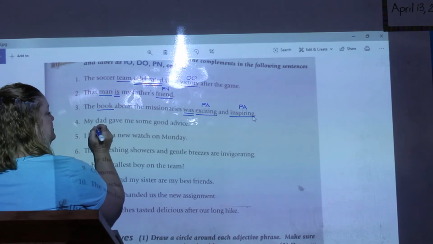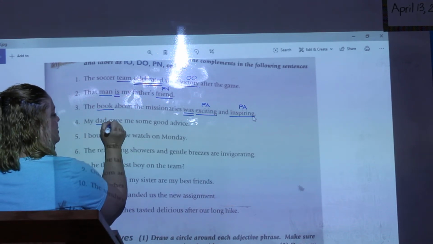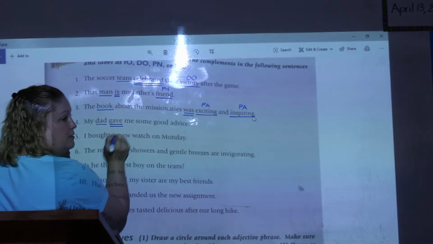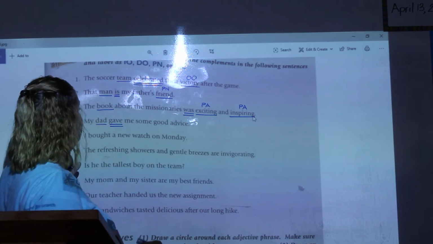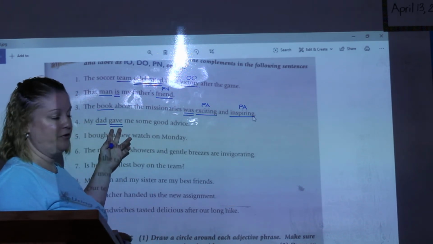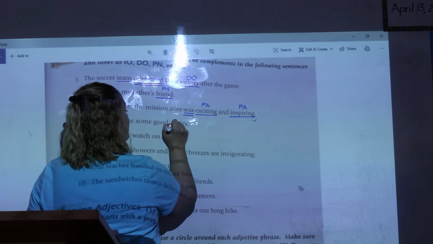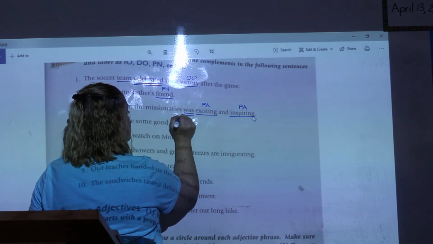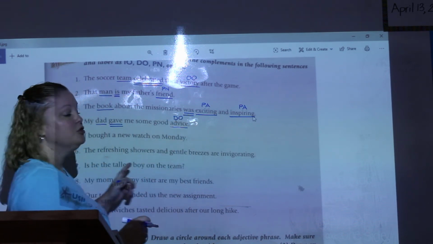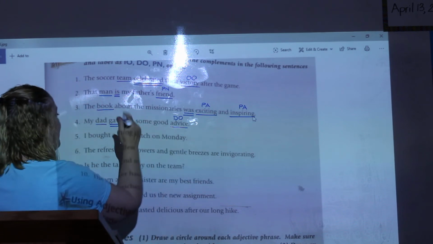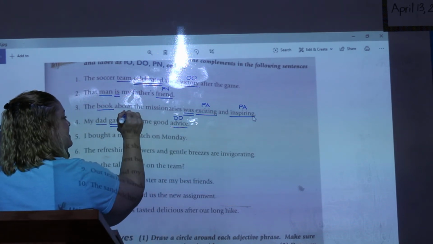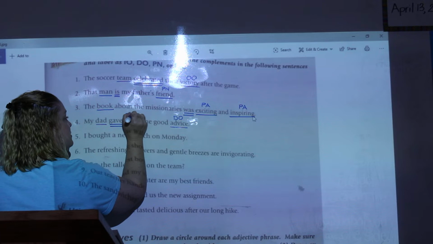Your subject, dad. Your verb, gave, right? And gave what? Because we have an action verb. Gave advice. There's your direct object. To whom or for whom? We have that here. So this is your indirect object.